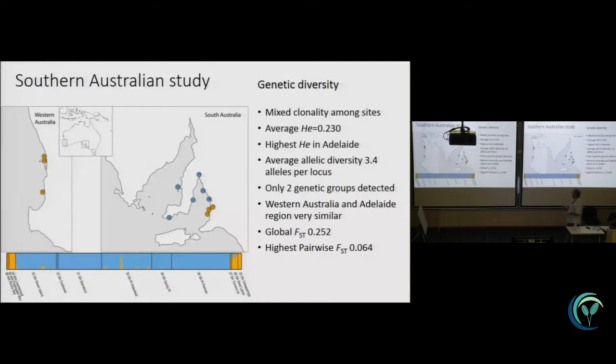Anyway, genetic diversity is much lower. It's 0.2, so it's less than half. Allelic diversity is 3.4. And the global genetic structure is lower too.